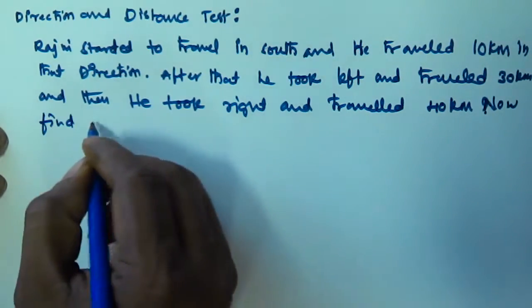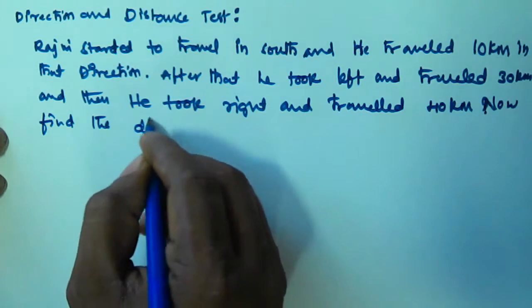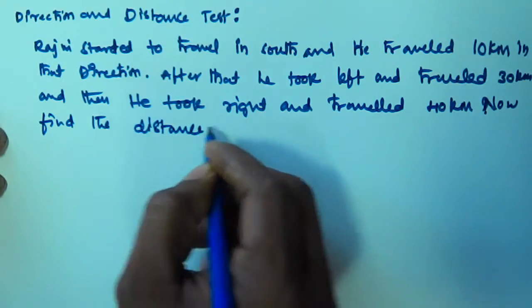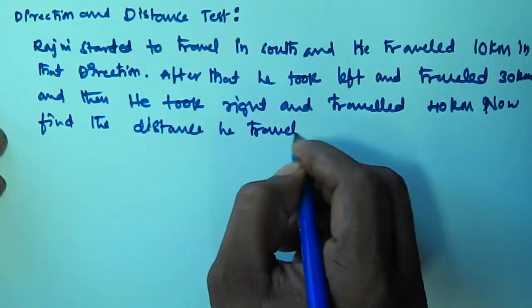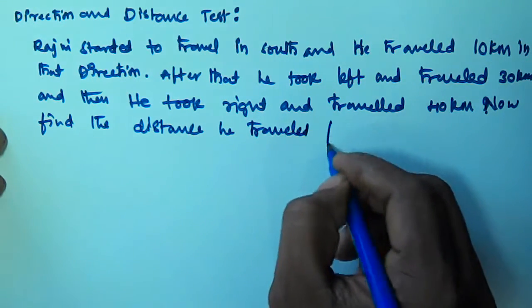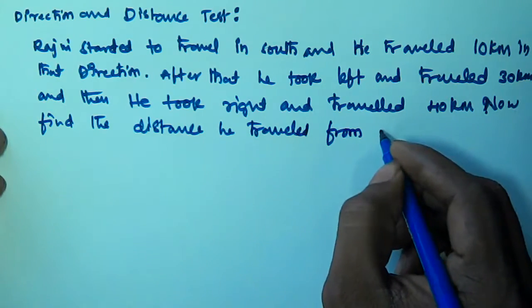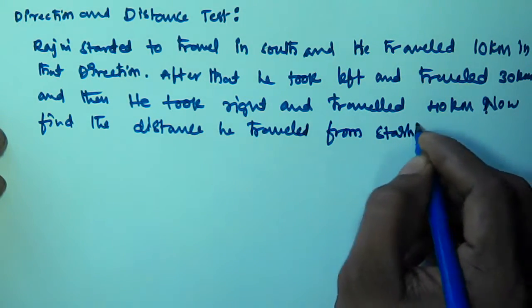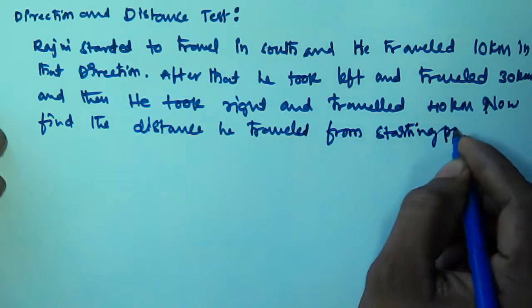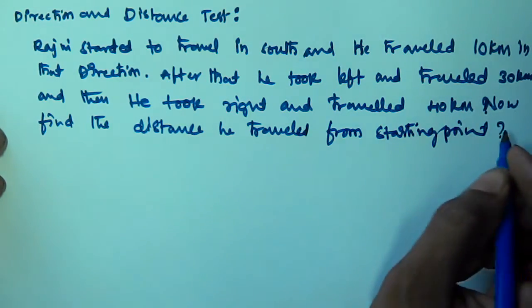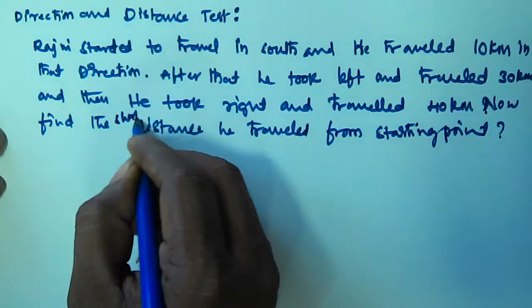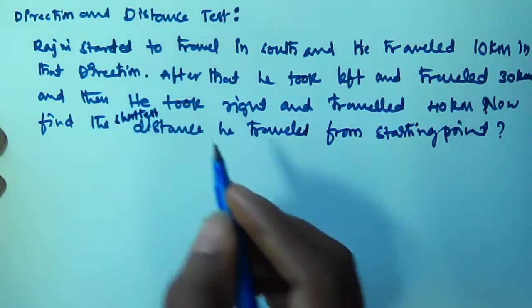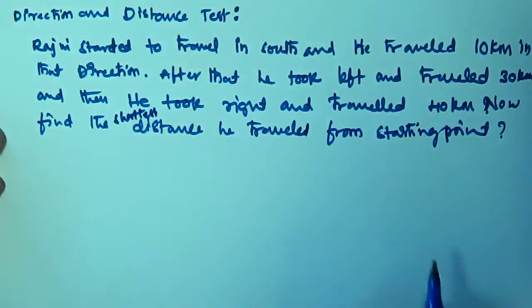Now find the distance he traveled from starting point. Okay, so we have to find the shortest distance. We have to find the shortest distance he traveled from starting point to the end point.